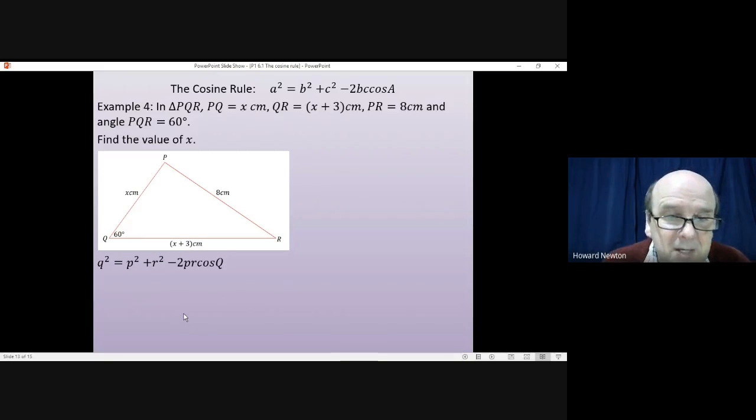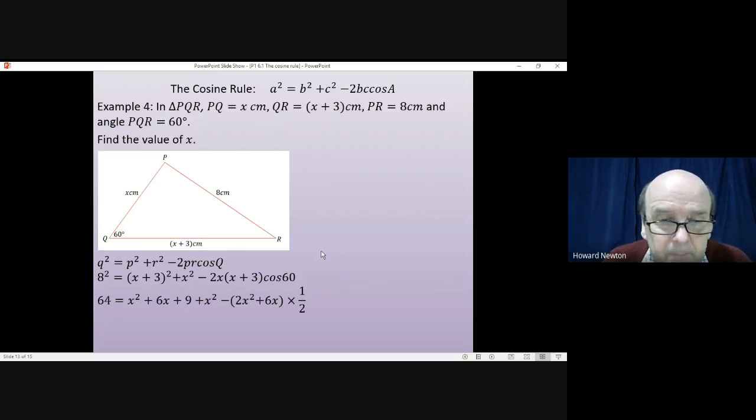So q squared equals p squared plus r squared minus 2pr cos Q. And this time we can substitute in for everything. So that'll give us 8 squared equals (x plus 3) squared plus x squared minus 2x times (x plus 3) times the cosine of 60 degrees. Cos of 60 is a half. Multiplying out these brackets gives us that, and multiplying out these brackets gives us that, which we do still need to times by a half.